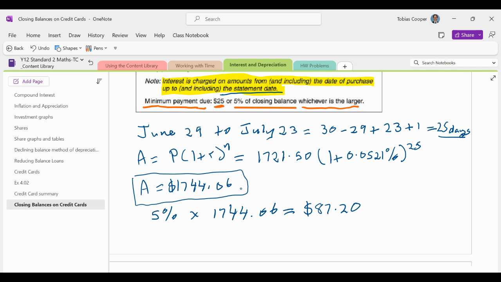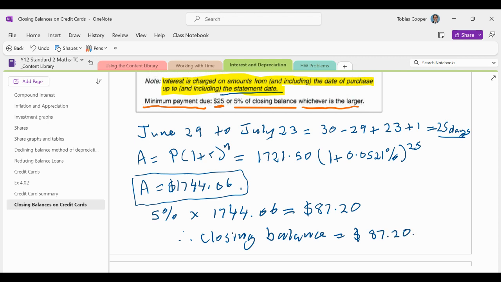Okay, so if you go back to the question, it says minimum payment is $25 or 5% of the closing balance, whichever is larger. So we're going to say the minimum payment is $87.20 because that's larger than the $25.